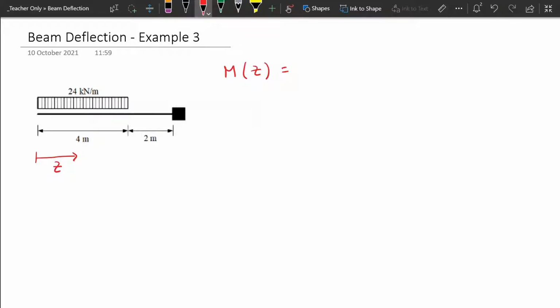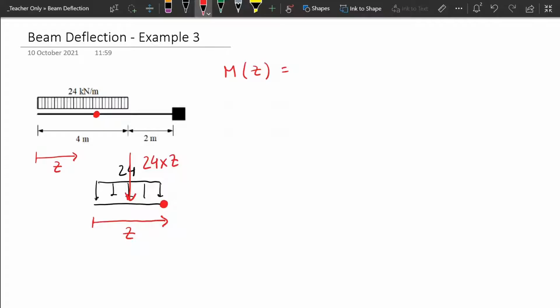Imagine we're trying to get the moment at this position. I'm just going to cut the bar over there, and this will be our UDL, and that will be our red dot here. So what would be the moment caused by the UDL of 24 at that red dot? The first thing we would do is calculate the total force, which is 24 times z. Again, z is nothing more than the distance between the tip of the beam and that red dot, which is a generic point. So 24 times z gives me the force.